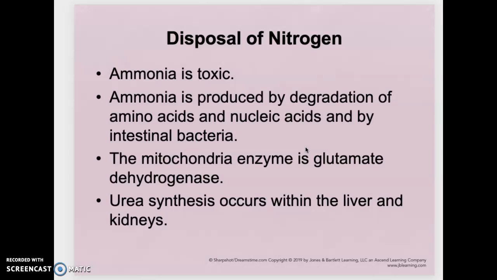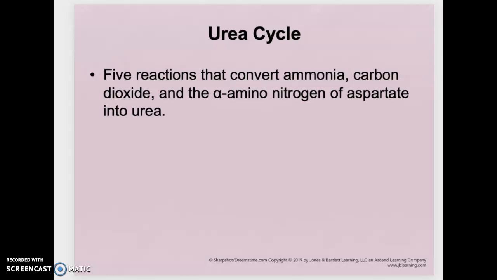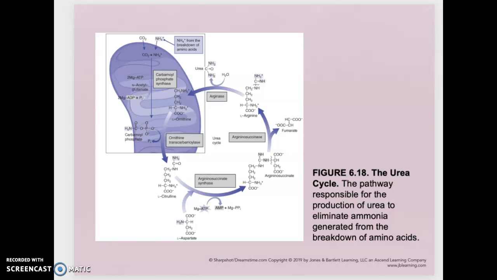Ammonia, or urea, is synthesized by the liver and the kidneys primarily through the urea cycle. Okay, one of your questions on your chapter questions is going to ask you that first step in the urea cycle. So you'll be able to read a little bit about that.